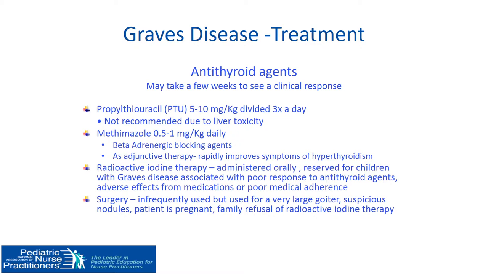Surgery is infrequently used, but it's an option. It's an option when there's a patient with a very large goiter that we're concerned about, and the medication isn't working or radioactive iodine doesn't work. We want to fix that goiter before it causes a problem. Or sometimes when you have a goiter, you'll have suspicious nodules within that goiter. Sometimes if the patient is pregnant, they can't have radioactive iodine, so they would opt for a surgery instead. Or if the family refuses to do radioactive iodine, an option is to surgically remove the thyroid gland.